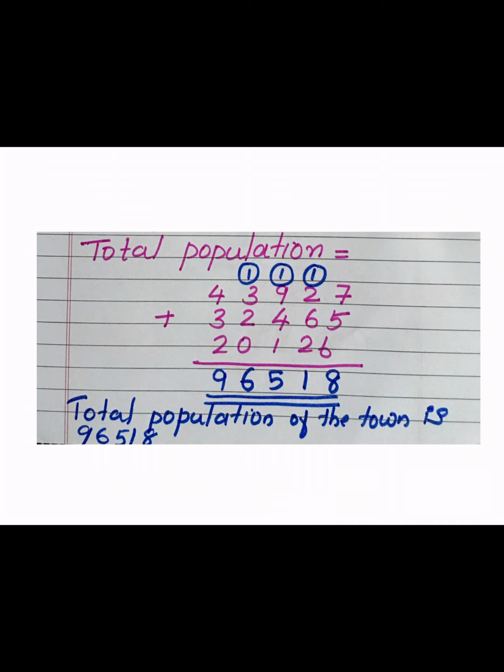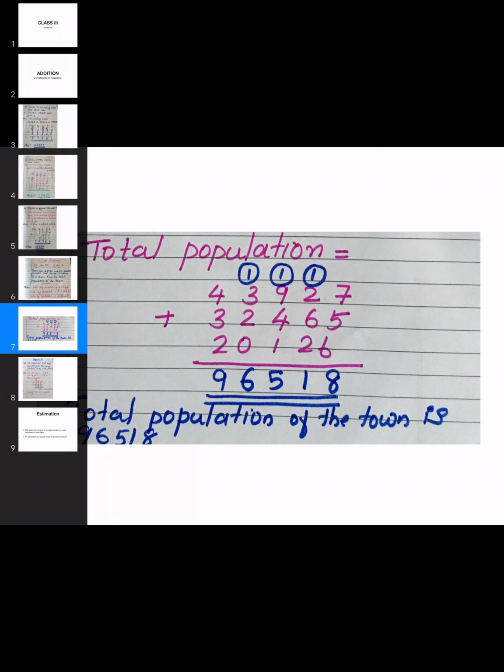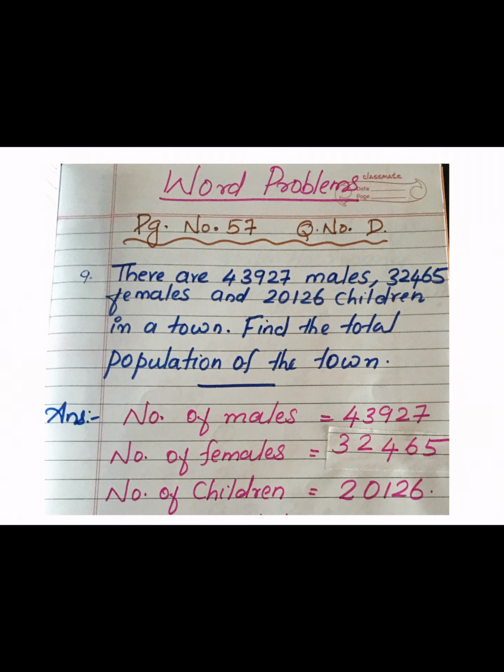So here you can see I have arranged the numbers column-wise, and then I got the answer here. After getting the answer, we have to conclude the answer. How to conclude the answer? You go to the question and see how it is asked: find the total population of the town. In the same way we will conclude the answer.